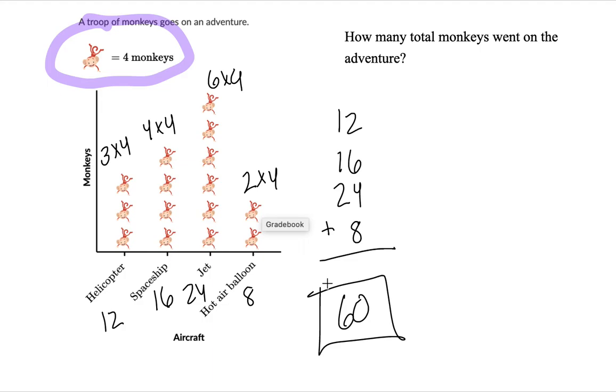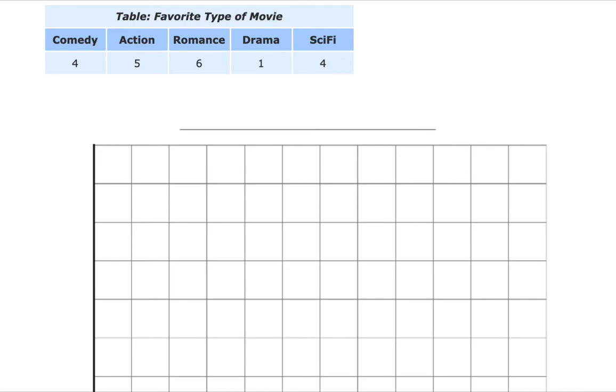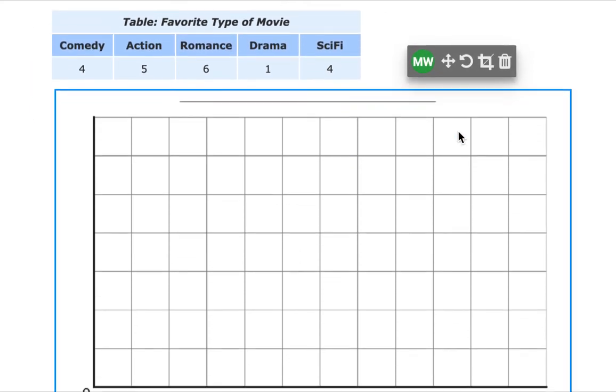So those are the types of questions that they can ask you about these graphs. Really be careful that you're watching for this conversion factor. And read the question carefully. And there's going to be some problems where you have to create a bar graph.